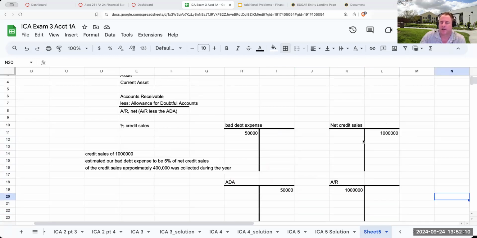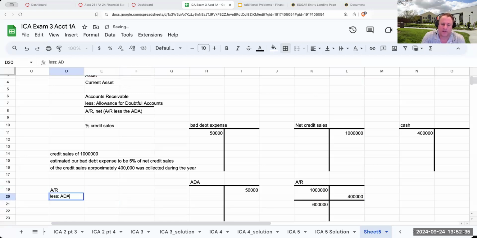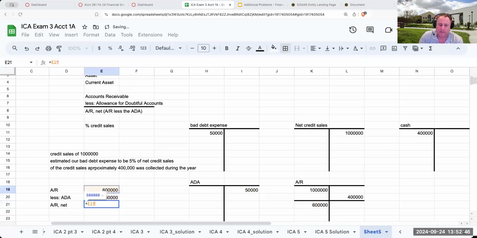Now it tells me that I collect 400,000. So cash is 400,000, and I am collecting 400 on accounts receivable. My ending AR balance is going to be 600. So AR less the allowance for doubtful accounts gives me accounts receivable net. My AR is 600, my ADA is 50, and so accounts receivable net is 550.